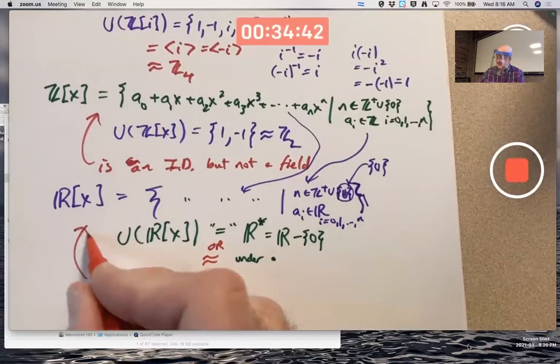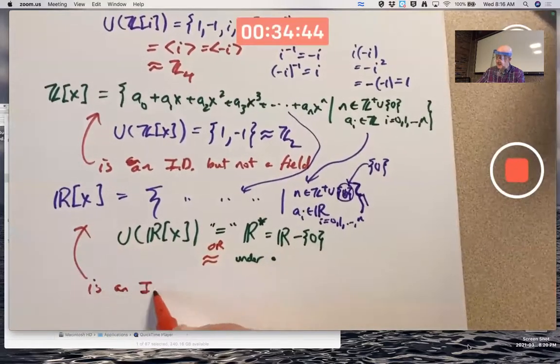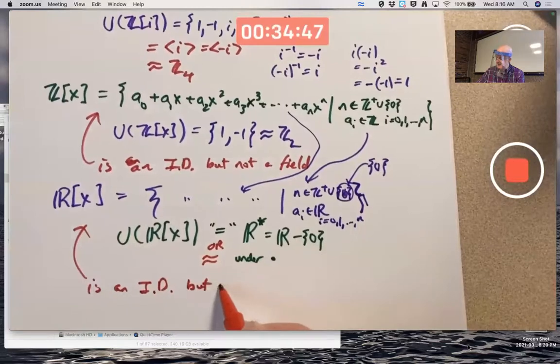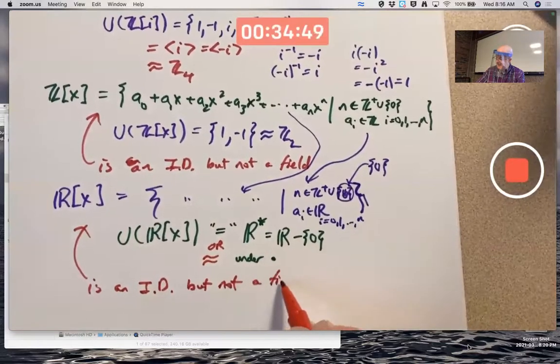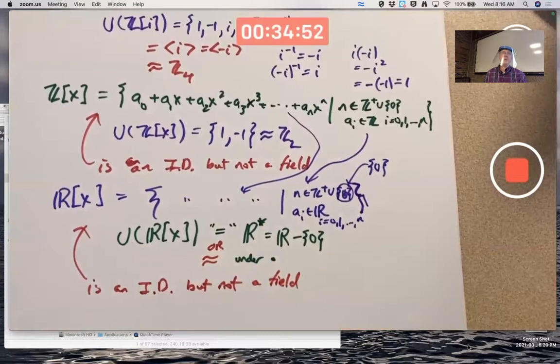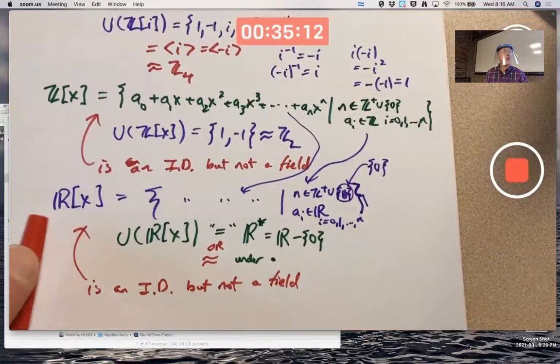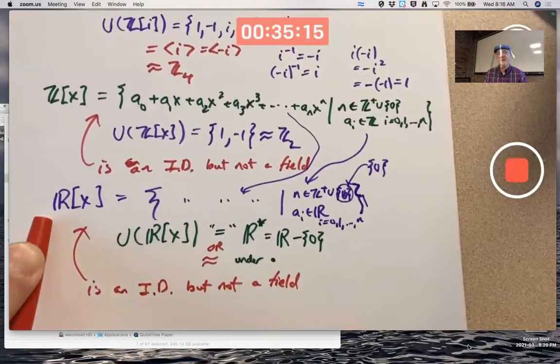This is once again an integral domain, but not a field. Because any polynomial with degree 1 or greater is not going to be a unit. Any non-constant polynomial will not be a unit. So this is still not a field, in spite of the fact that R itself is a field. R by itself is a field.